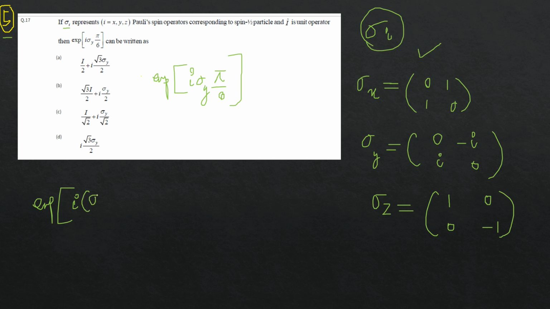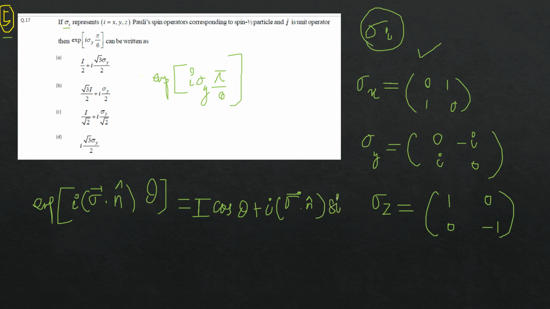See, there is a direct formula for this kind of question. Exponential i sigma dot n cap theta is equal to I cos theta plus i sigma vector dot n cap sine theta. This is a formula you should remember.